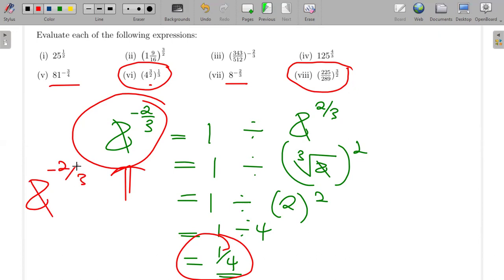So any questions there, guys? Those are the laws of indices and how we can use them. Do I have any questions from you?